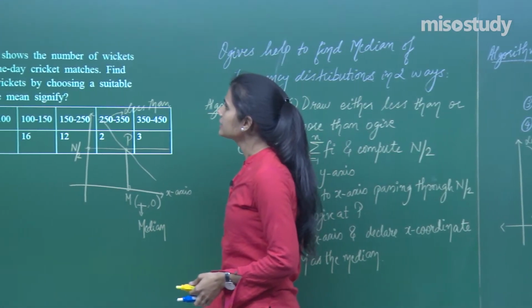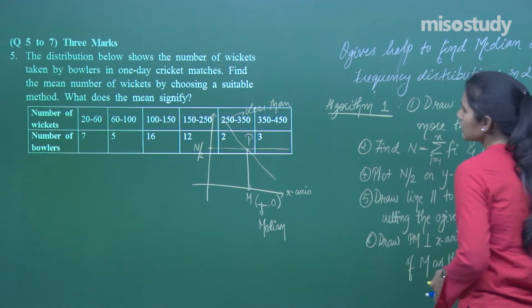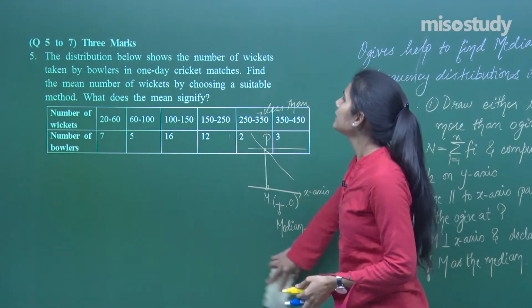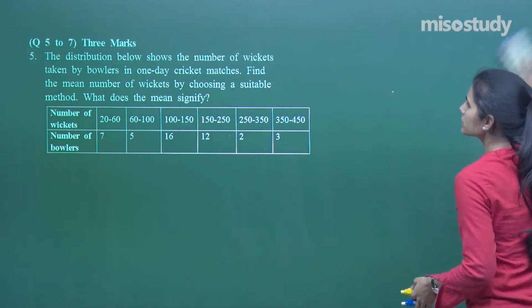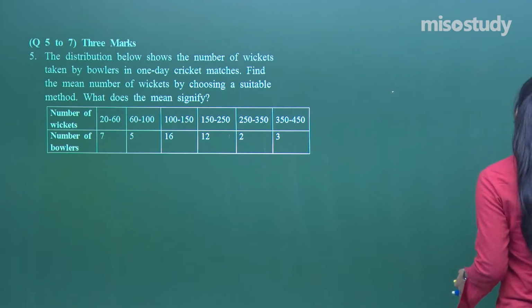Next question says that this distribution below shows the number of wickets taken by bowlers in one-day cricket matches. Find the mean number of wickets by choosing a suitable method. What does the mean signify? Let's see.